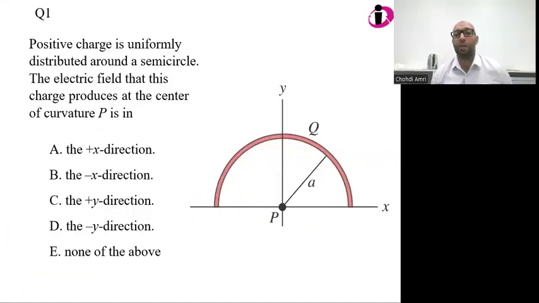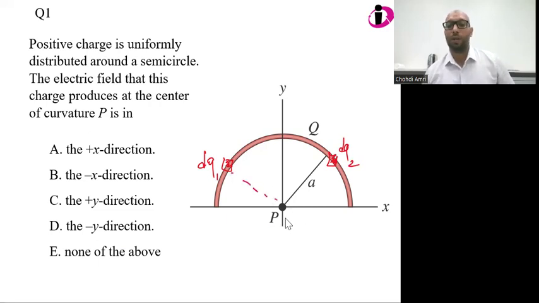A positive charge is uniformly distributed around the semicircle. The electric field that this charge produces at the center of curvature P is in the positive x-axis, the negative x-axis, the positive y-axis, the negative y-axis, or none of the above. Okay, to discuss this situation, let's take two symmetric points. This is dq1 and this is dq2. Each one will produce an electric field outward because the charge is positive. This is dE1 and this is dE2.